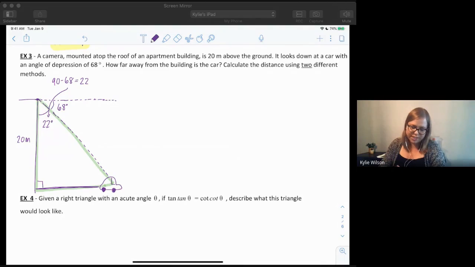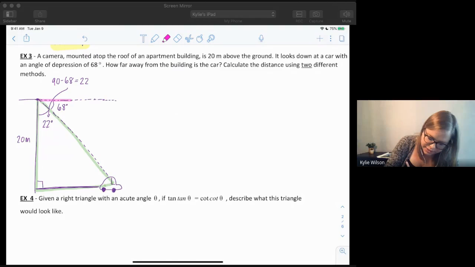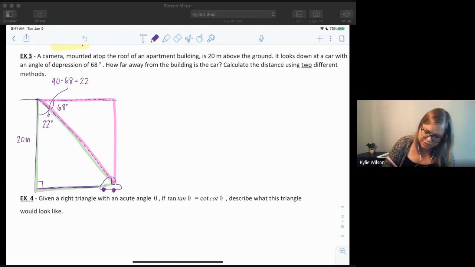So there's my green triangle. Now the question asks me to solve this two ways. So I need to find a second triangle. So if I look here, I do have a second one. So I have my distance to the car on the ground, but I also have my distance to the car up here. In addition, I have the height of my building on the green side, but over here, that height would still be the same. So now let's separate those triangles and solve for x.